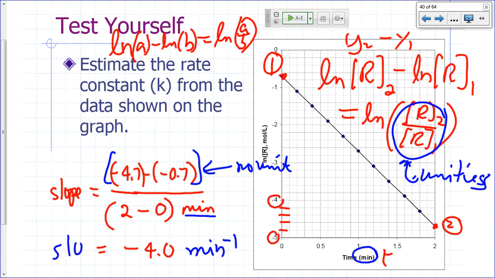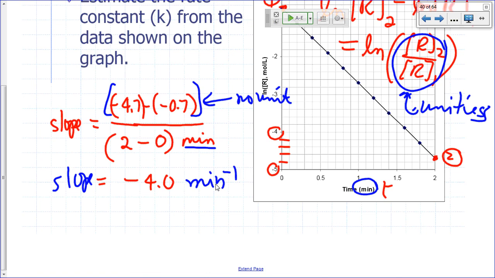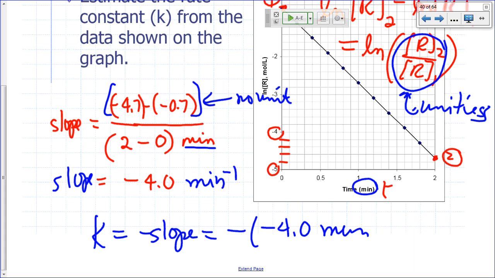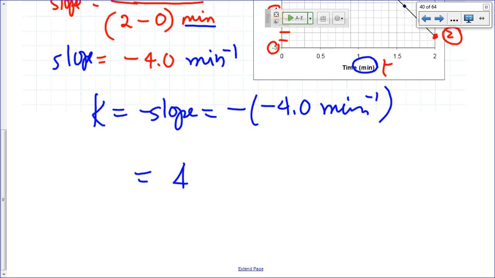So that's your slope. What's your rate constant for this? k would just be equal to the negative of the slope, and your rate constant is always going to be a positive number. So negative of negative 4.0 per minute is equal to 4.0 per minute. As expected for a first order rate law, for an overall first order reaction, the rate constant has just units of per unit time.